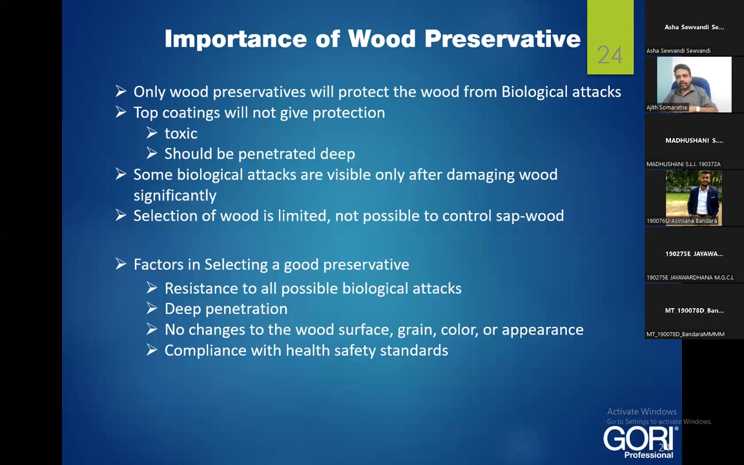Then the other thing is considering the aesthetic appearance and the final result. There should be no changes to the wood surface, the grain color, or the appearance, right? So the wood preservative should not make any variations or changes. Maybe you have seen that some oils, like burnt oil, are used in some small scale sites. After we apply such a thing, there may be an oily surface on the wood, or a color change, and then we can have the finish that we need.